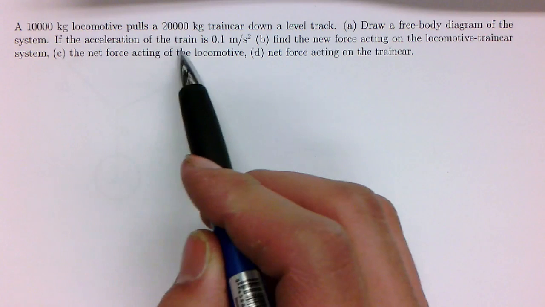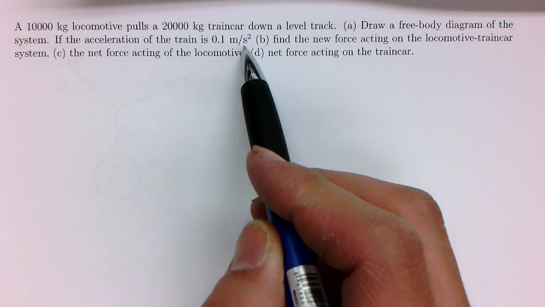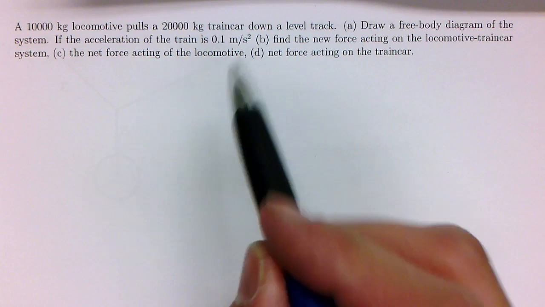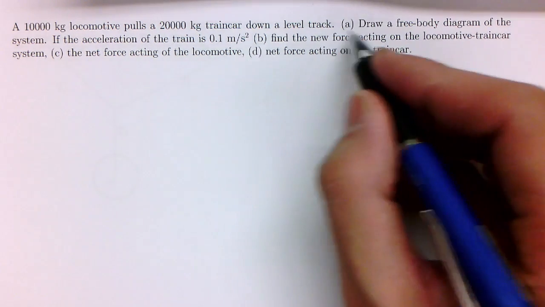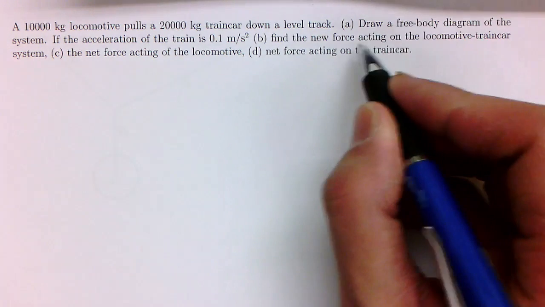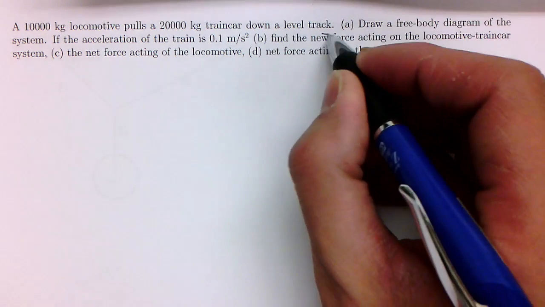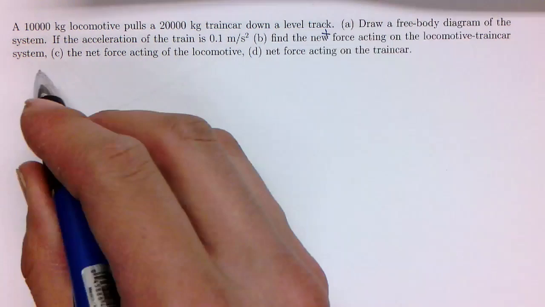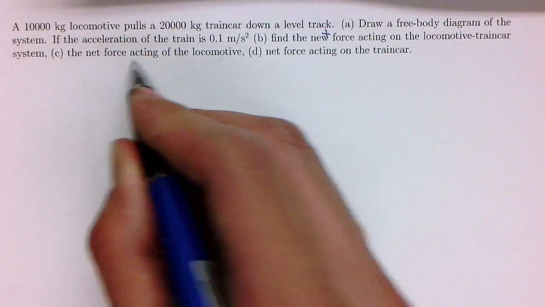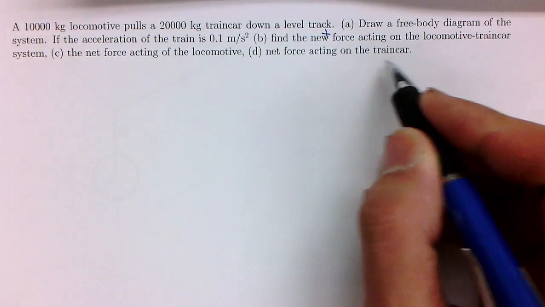If the acceleration of the train is 0.1 meters per second squared, this should be A. Draw the free body. B. Find the net force acting on the locomotive train car system. C. The net force acting on the locomotive. D. The net force acting on the train car.